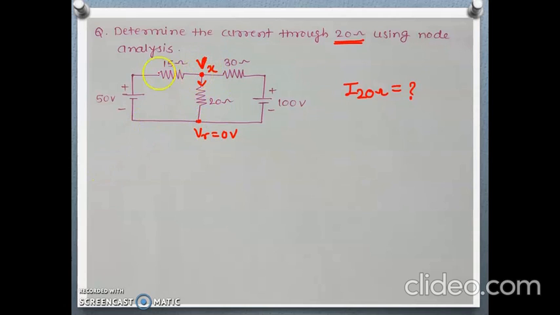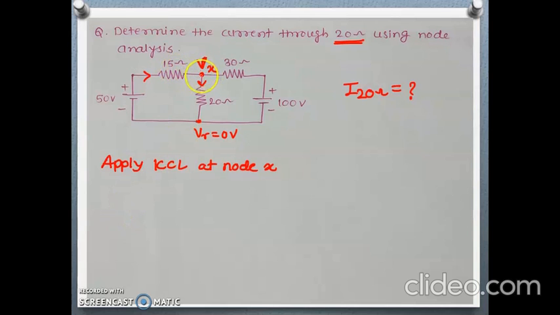Then we have marked the identified node and marked the node voltages. This is the positive terminal, so the current will be in this manner. Okay, so first we will apply Kirchhoff's current law at node X. This is the X node, so we are going to apply KCL at the X node.